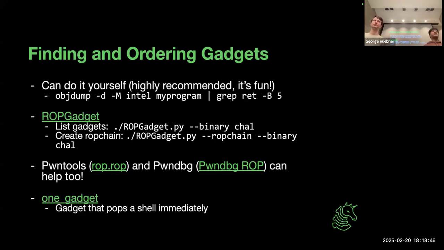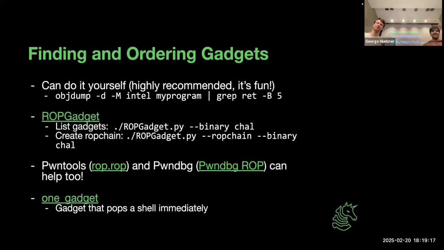Then if you want to make it even easier, you can use tools that already exist like ROP gadget, which is a good one. It will just print all the gadgets in the binary, or you can even have it generate a ROP chain for you. You can try that on one of our challenges, and it'll actually generate a ROP chain that you can use to exploit the program, which makes it too easy, I think. So do that in competitions, but maybe don't do that for the challenges because that'll make it too easy.